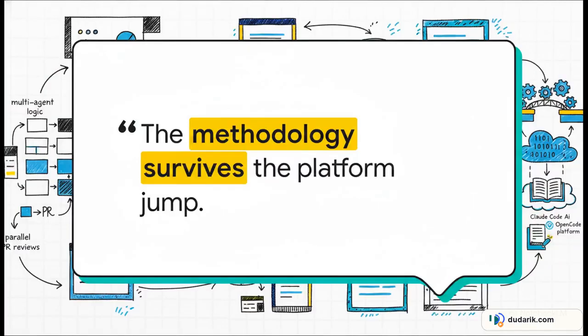There's this fantastic line from the article analyzing this project, and I absolutely love it. It says, "The methodology survives the platform jump." And honestly, that is the absolutely crucial takeaway here. This isn't just a copy-paste text dump. It meticulously preserves the actual behavior. Whether you're doing parallel PR reviews or some multi-stage feature generation, that sophisticated multi-agent logic isn't lost in translation. OpenCode runs the exact same methodology.